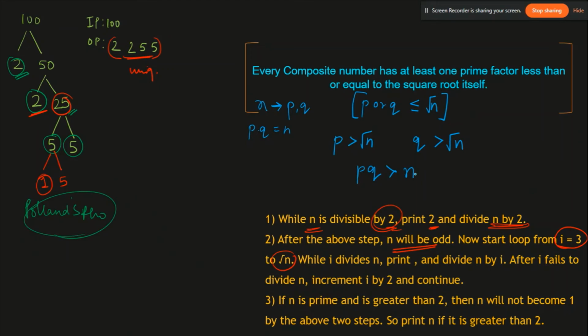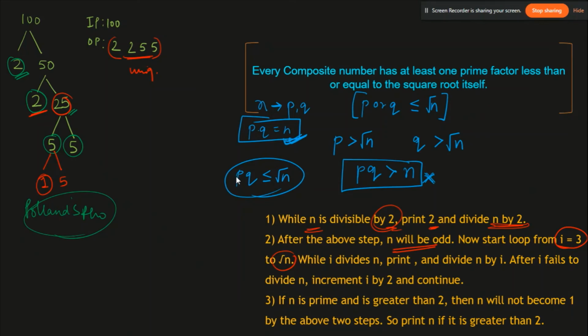But this contradicts the given statement that p times q is n, while here it says p times q is greater than n. So this is wrong, right? This should not be the case, because what we know is true. So we can say that it is not greater than root n, but p or q is less than or equal to root n. Was that clear? So this is the property.